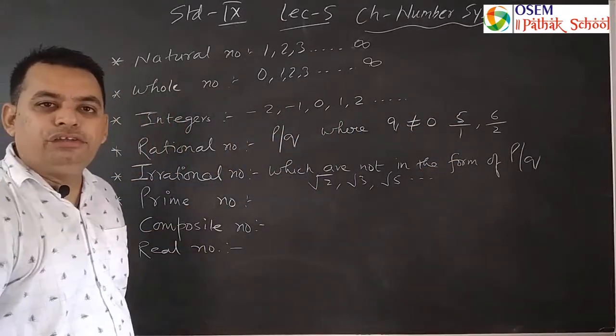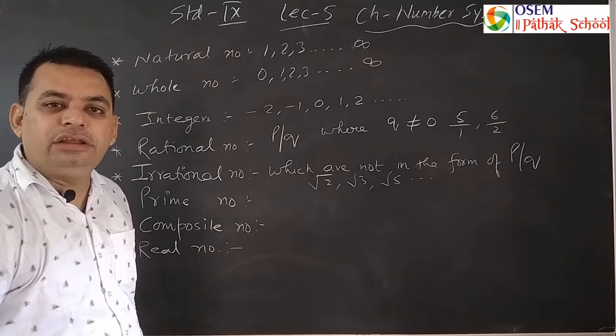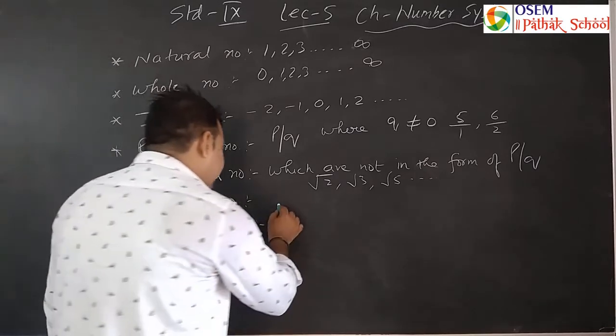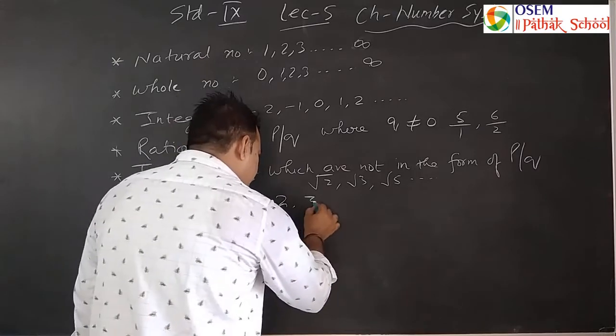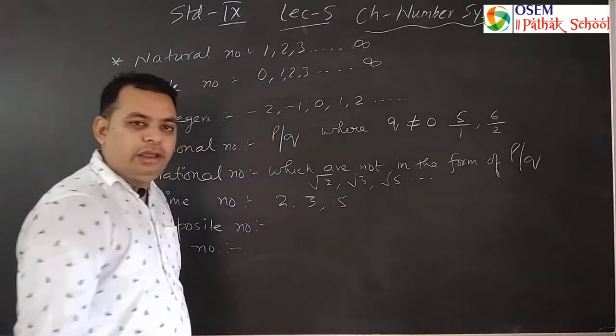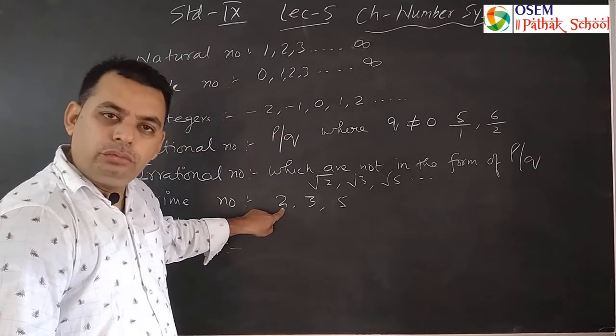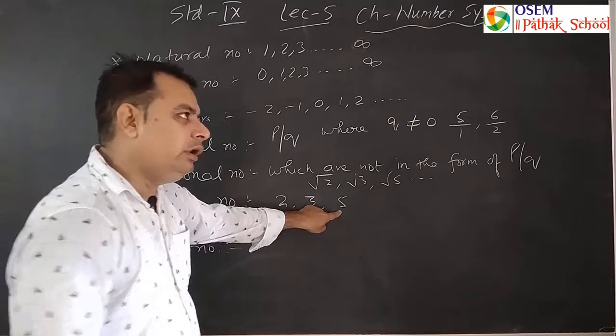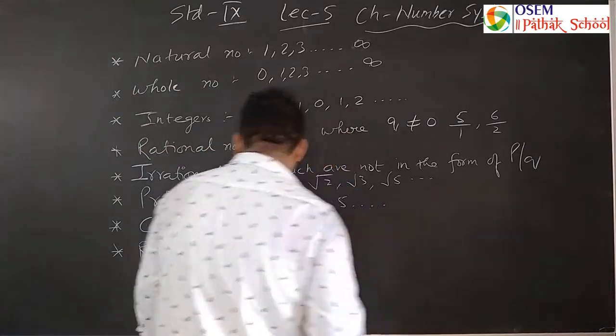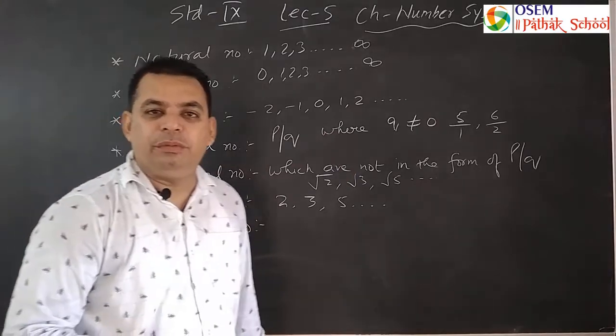What are prime numbers? Prime numbers are the numbers that come in the table of 1 and itself. For example, 2, 3, 5. You can see over here 1 into 2, 1 into 3, 1 into 5. So these are the prime numbers. Composite numbers I have explained to you.